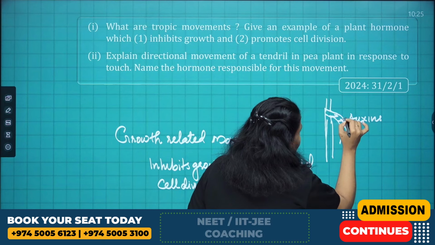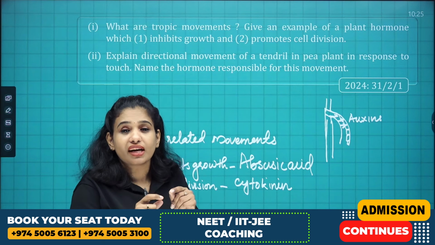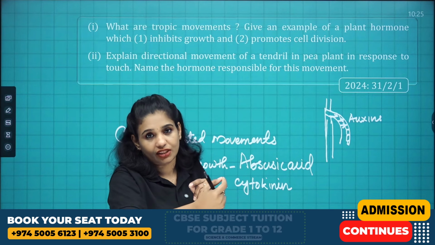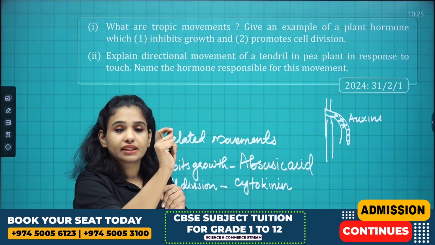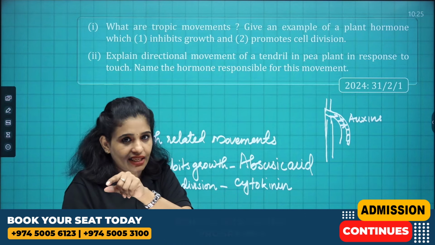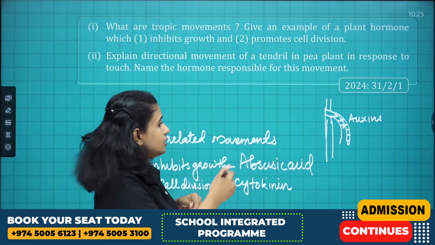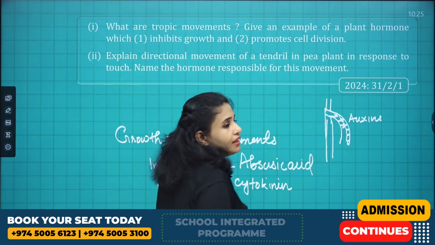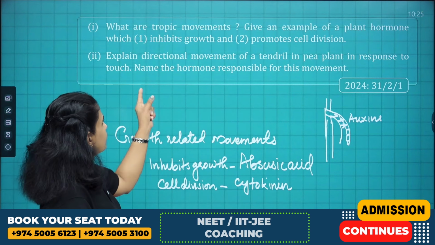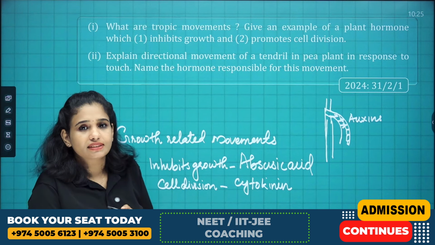The cells will start elongating from this side. When the cells start elongating from the opposite side of touch, what happens? Obviously, that makes a bend. The tendril will start bending towards the support, and that makes it start growing towards the support. Okay, this is what happens when the tendril touches a support.